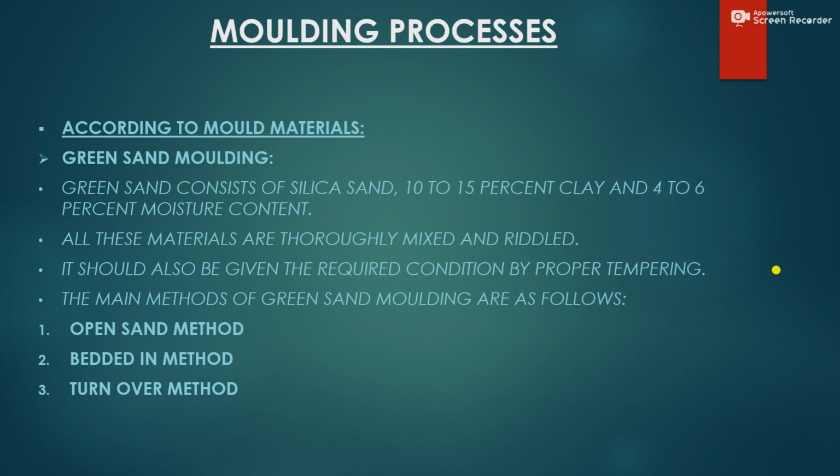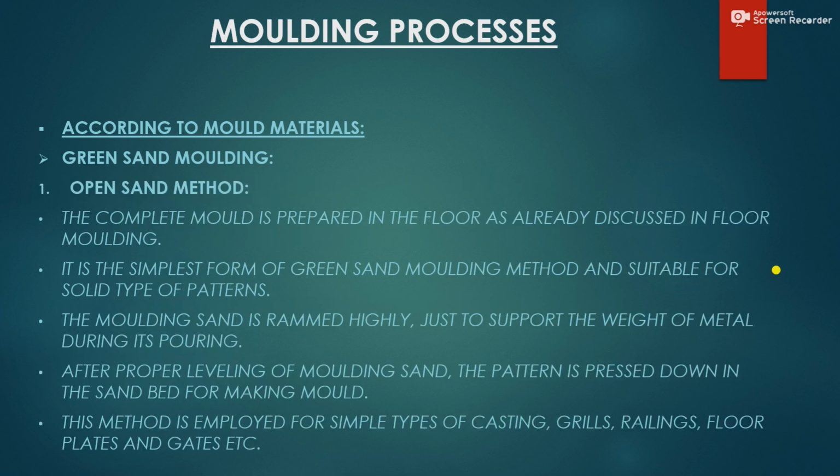Now, for preparing green sand molds, there are also different methods, which are given here: the open sand method, the bedded-in method, and third, the turnover method. We'll see all of these methods one by one. So the first one is the open sand method. In this method, the complete mold is prepared on the floor, as in floor molding.